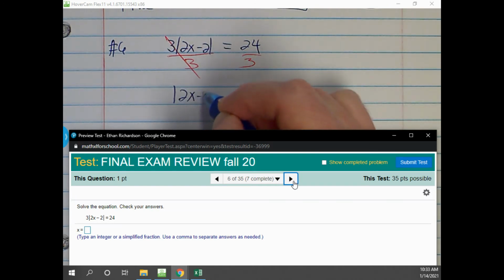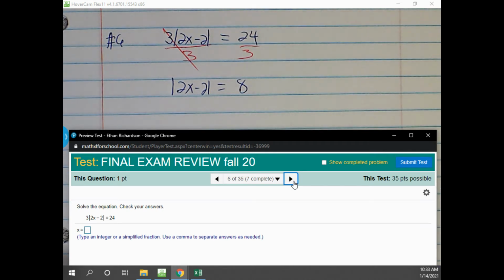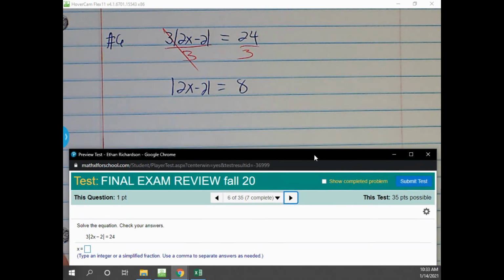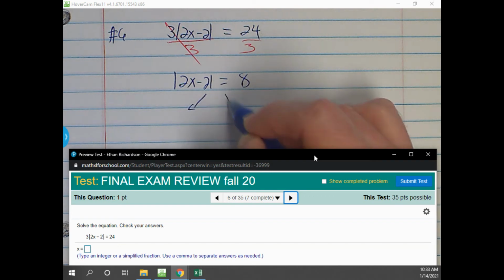And then we've got the absolute value of 2x minus 2 equals 8. Remember, with absolute value, this is where you have to split up, because the number on the inside, if you had the absolute value of 8, that would equal 8. But if this number was also negative 8, that would equal 8. So this is where we're going to split this up and do it two different ways.